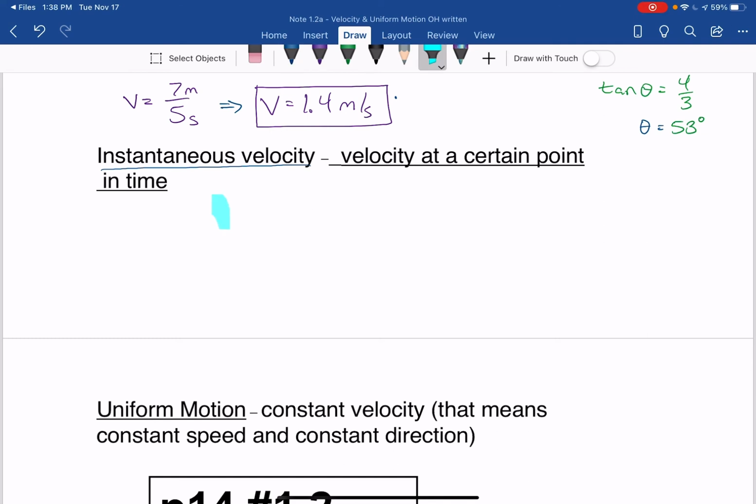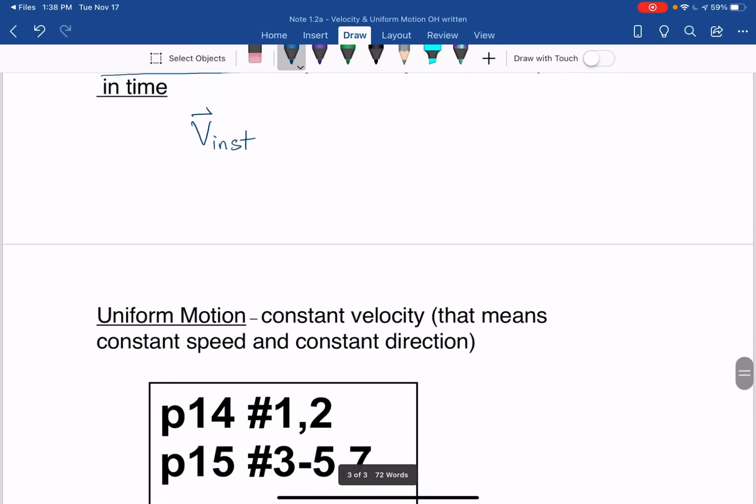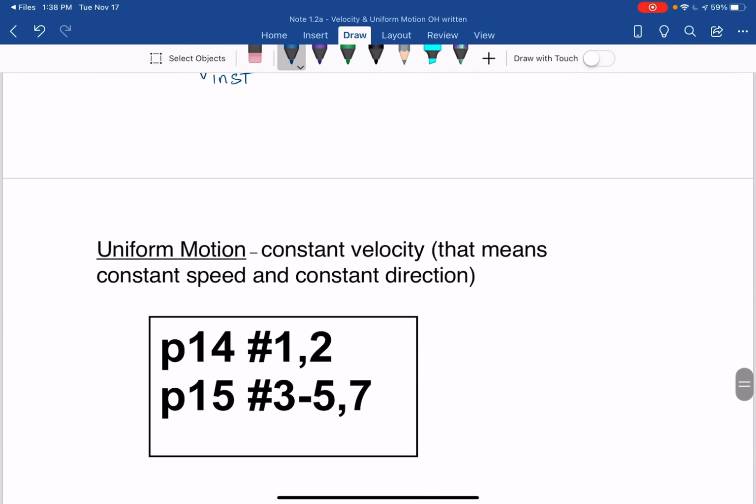You'll sometimes see it written as V instantaneous, as opposed to V average, which we saw up here. So that's instantaneous velocity. We will see that one for sure, but not for a little bit.